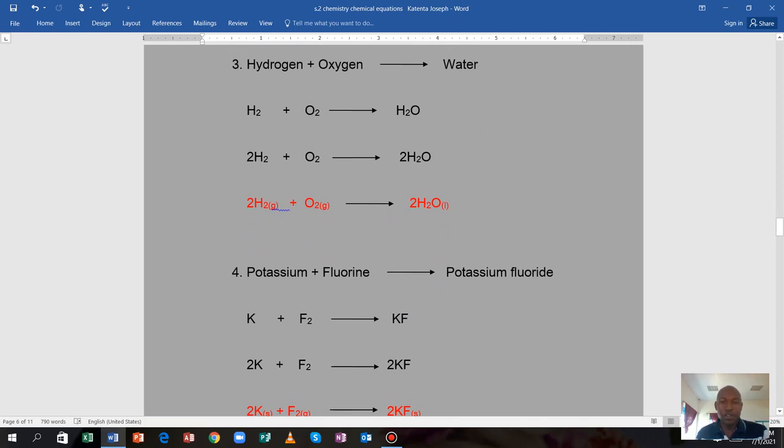Hydrogen reacting with oxygen gas to form water. Hydrogen is diatomic, H2. Oxygen gas is diatomic, O2. Forming water, the formula of water is H2O. Balancing the equation.